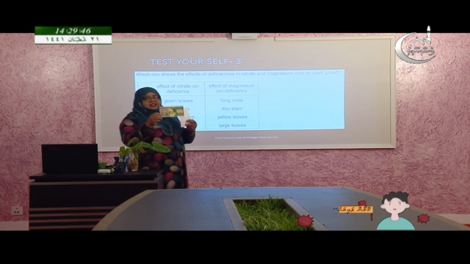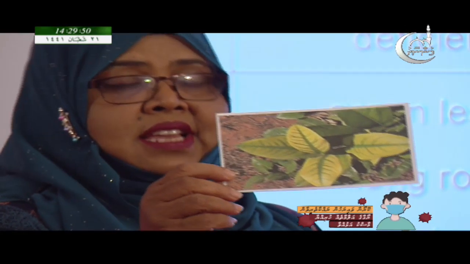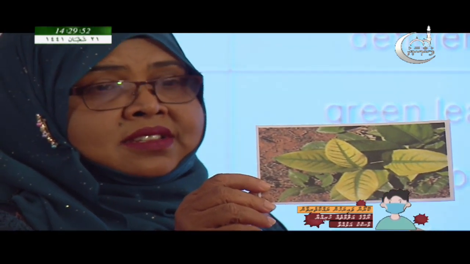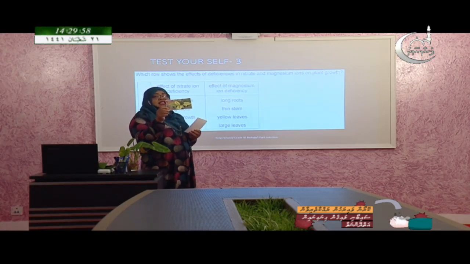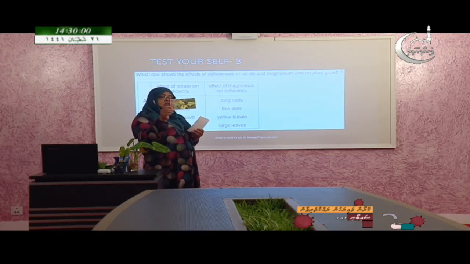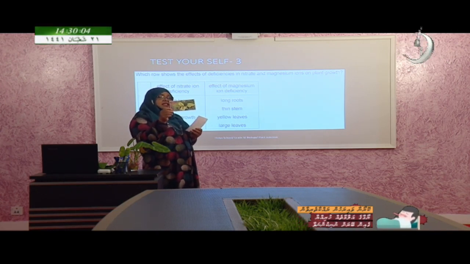This picture, what does it show? Yes, it shows mineral nutrients. What is the mineral we need here? Yes, magnesium, very good, because the color is yellow. It is chlorosis because magnesium is a central atom. If there is no magnesium, the plants cannot photosynthesize because they cannot form chlorophyll.